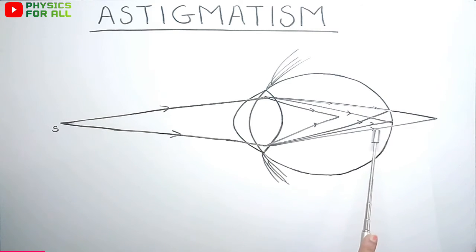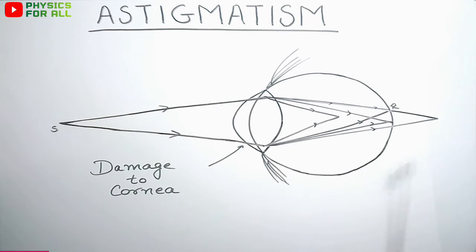You can feel it yourself. Suppose this point is the retina. There might be focusing of rays at the retina itself, but if some rays are also getting focused at this other point, then you can see there are two portions where images are getting formed. If two images are formed very closely, that would lead to blurred vision. You will see multiple images of a single object. So this is what leads to astigmatism, and the main reason for this is damage to the cornea.